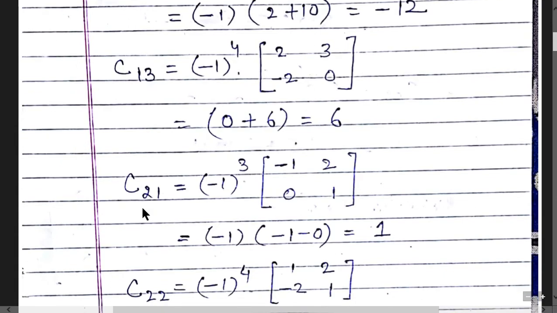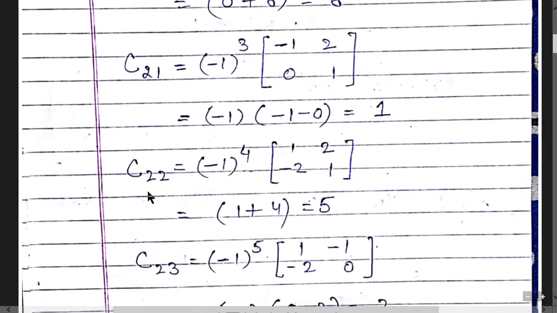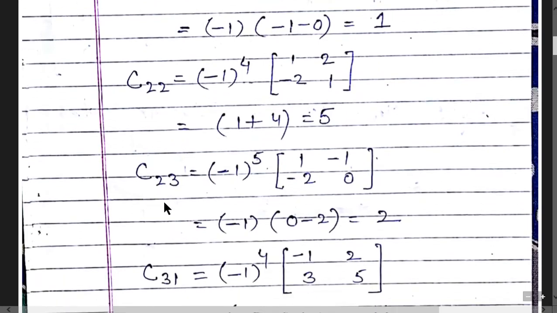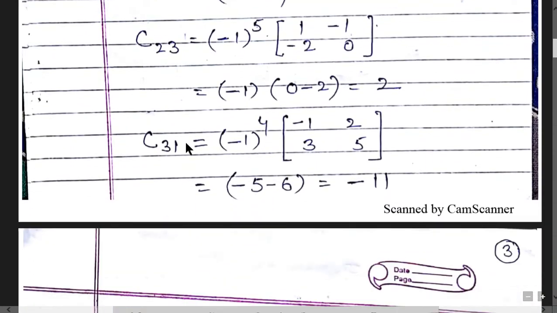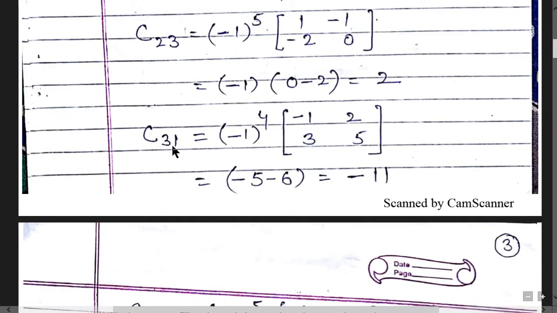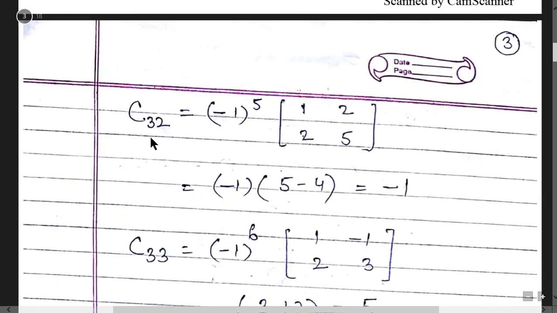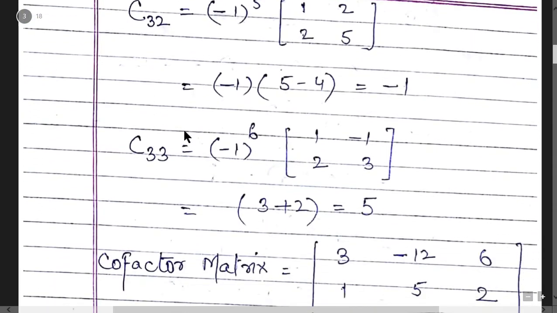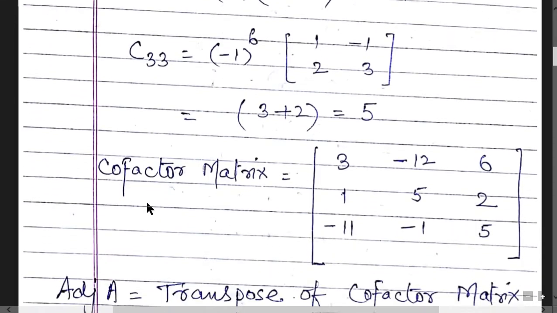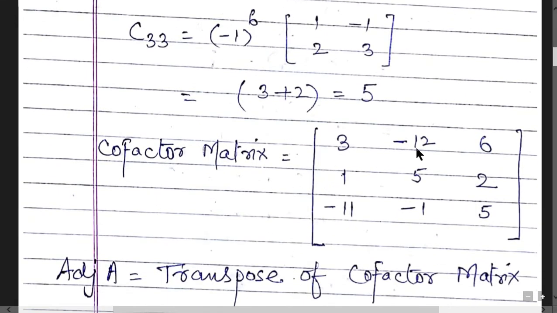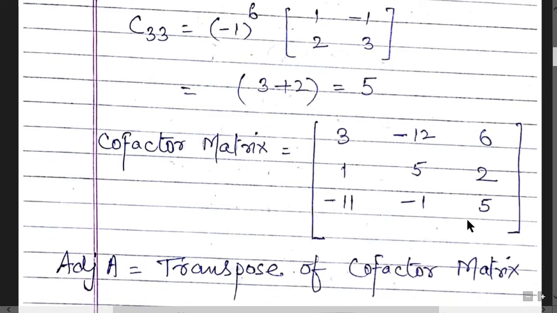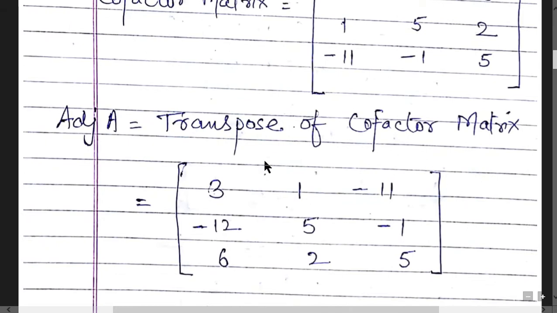Similarly, you can find C21, C22, C23, C31, C32 and C33. After the calculation of these cofactors, write the cofactor matrix. It's 3, minus 12, 6; 1, 5, 2; minus 11, minus 1, 5. Then write the transpose of this cofactor matrix. You can find easily the adjoint of A.